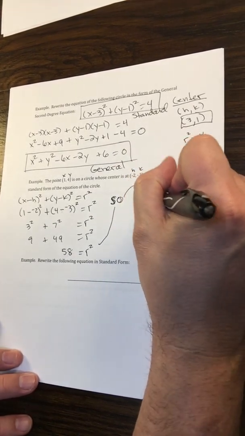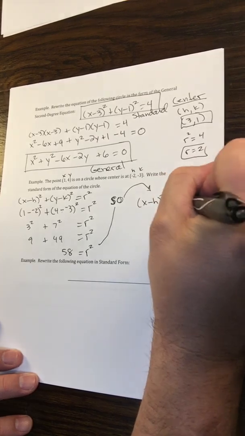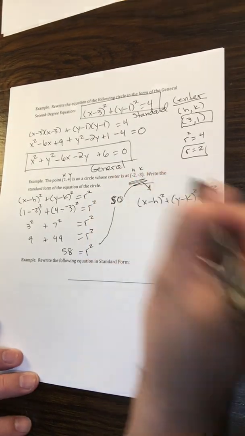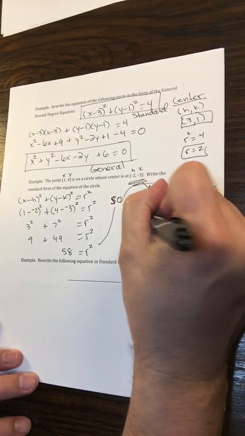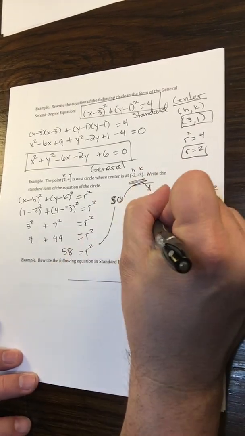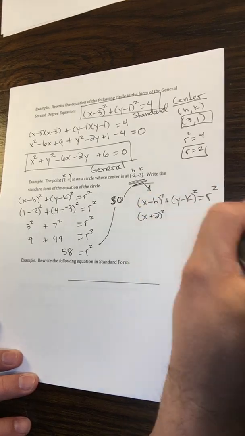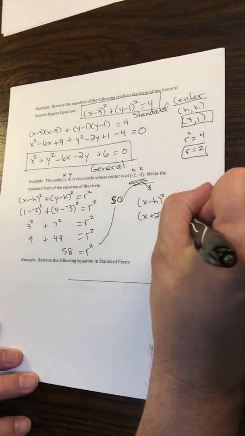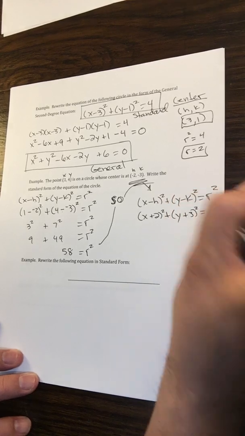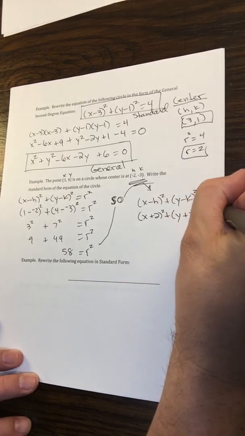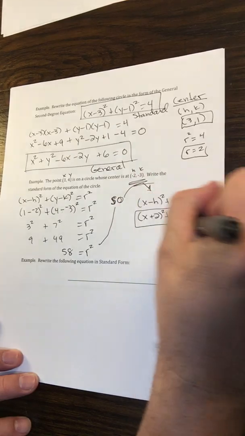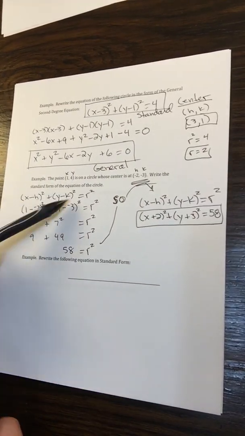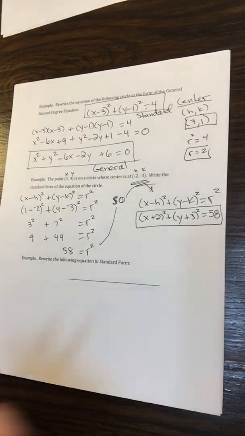Anyway, x minus h squared plus y minus k squared equals r squared. I have everything I need now. I have my center. So I'll be able to go x. Instead of minus negative 2, I'm going to write it plus 2 squared plus y, instead of minus negative 3, I'm going to write it plus 3 squared is equal to r squared, apparently, is 58. There you go. I took a point and a center, I put them where they belong, found r squared, wrote my equation.